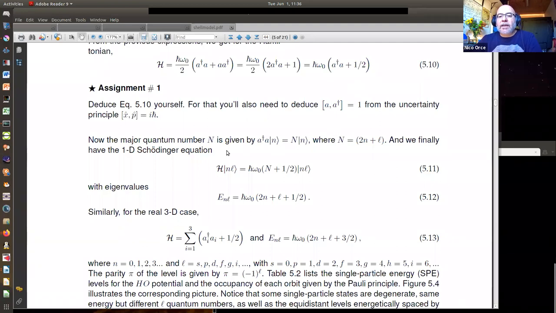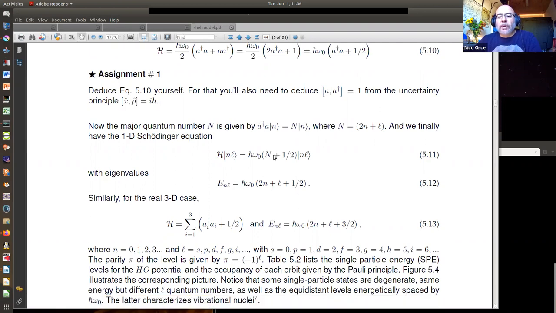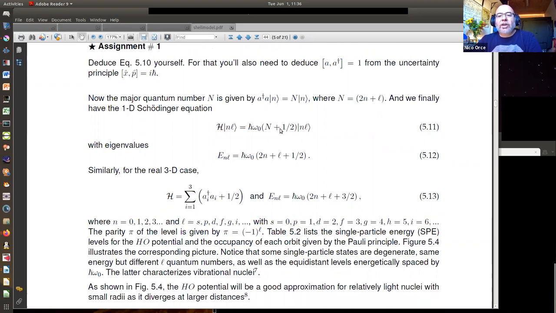So this is the continuation of what we are doing. This is another equation that we should be able to deduce. A dagger A acting on the wave function n will be equal to n, where n is the total number for the harmonic oscillator, n equal to 0, 1, 2, 3. And this is equal to 2n plus l. Again, this is the end of the solution once we solve the Schrödinger equation. And you're going to get that the energy of the harmonic oscillator states is equal to h bar omega times 2n plus l plus 1/2, which for the 3D case will be 2n plus l plus 3/2.